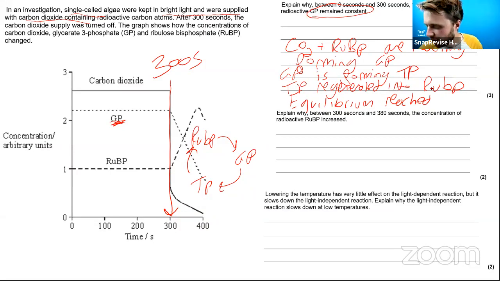Okay, so last two questions. Explain why between 300 seconds and 380 seconds, the concentration of RuBP increased. So look, my RuBP is massively going up here, and my GP is massively going down. So why would RuBP increase? Who can tell me that? And again, Aisha, if your school's going too fast, don't worry too much. It just gives you time to revise, which is a good thing as well. So why is it the case that my RuBP is going to increase?